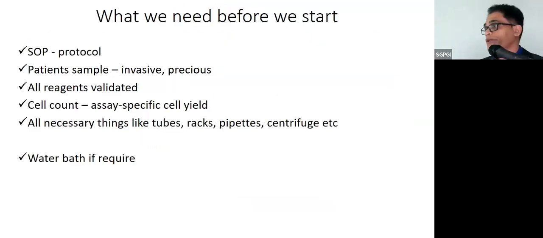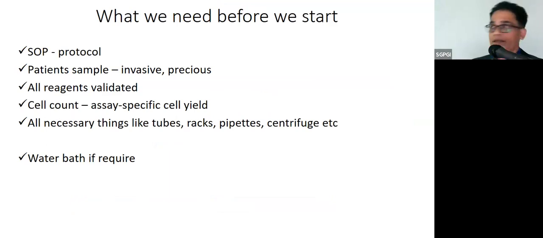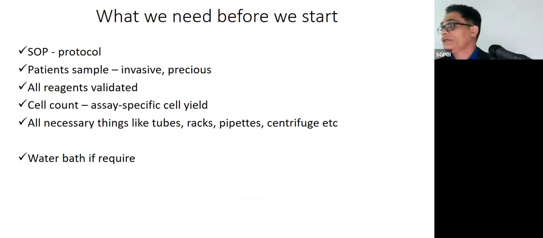So before you go for the sample processing, what do you need before you start? You should have the SOP, the standard operating protocol. Obviously the patient sample, and invasive procedures like bone marrow are very precious samples. All reagents should be validated, including PBS, RBS, and in-house preparations if you have any. Before going for the patient sample, you should do it on a normal sample also.